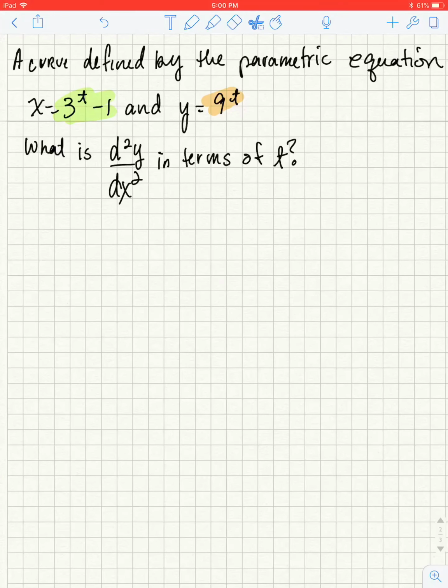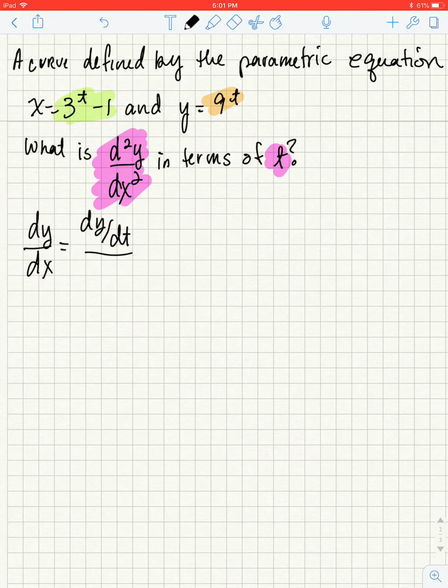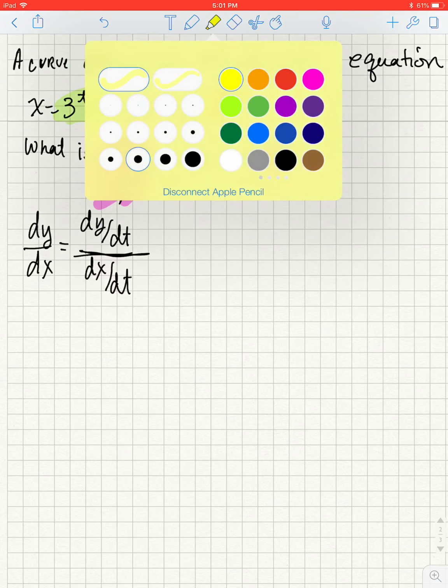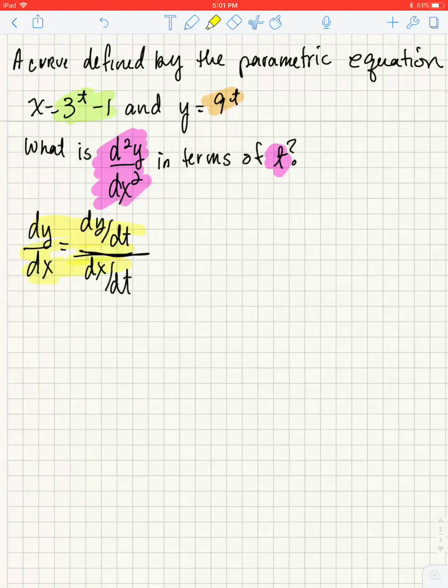Alright guys, so this is a second derivative parametric equation problem. We're looking for the second derivative in terms of t. The first thing we need to do is the first derivative, so dy/dx equals dy/dt divided by dx/dt. Make sure, this is a must. You must know this.